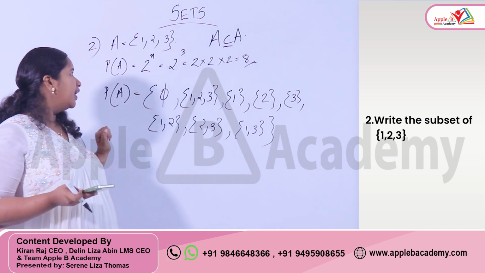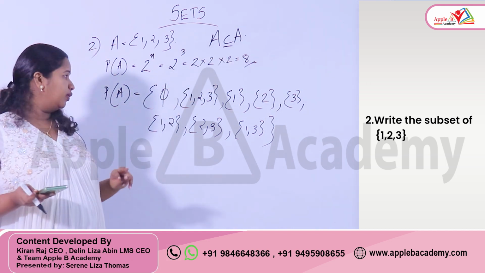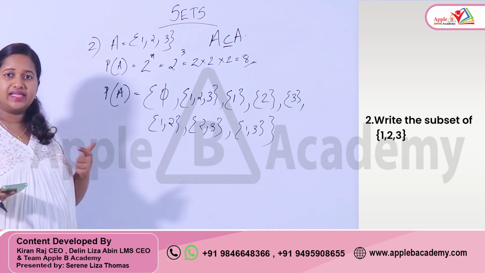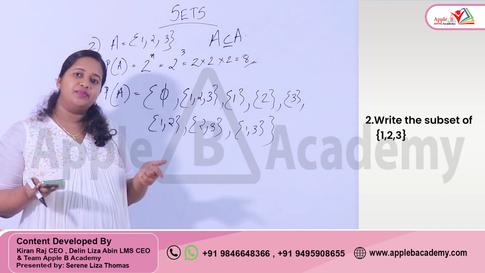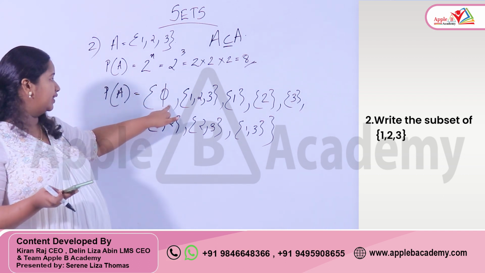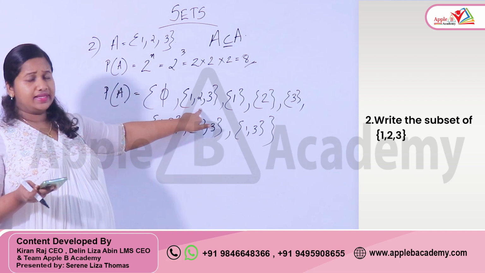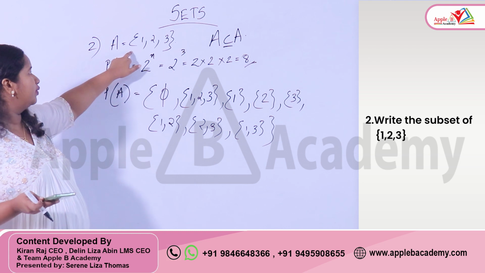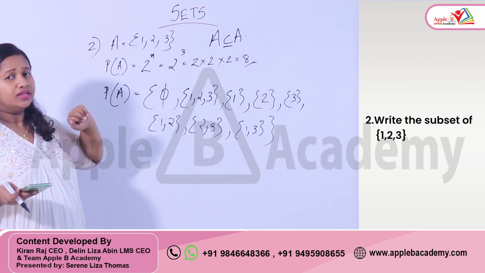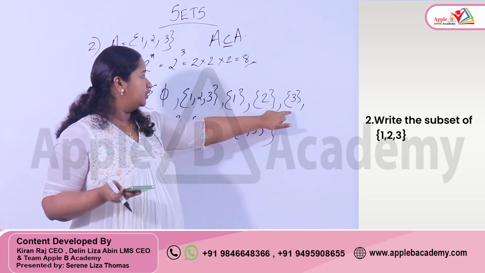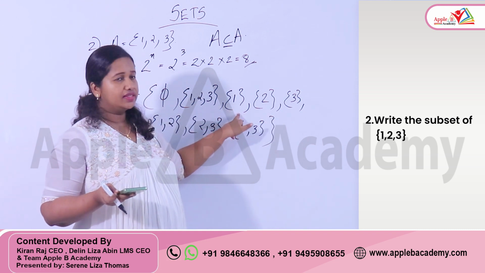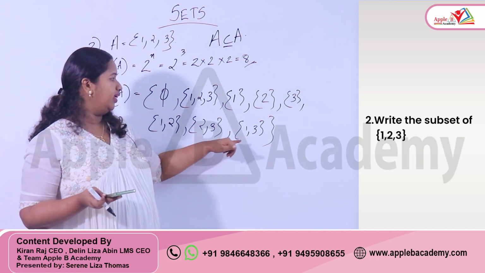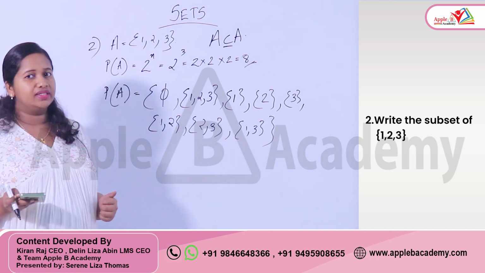This is a symbol for representing a subset. And two things are to be remembered. First, null set is a subset of every set. Second, every set is a subset of itself. So first we write the null set, then we write the set itself, then each element of that set as a separate subset. So {1}, {2}, {3}, then the combinations of these elements {1, 2}, {2, 3} and {1, 3}. Okay, hope that is clear to you.